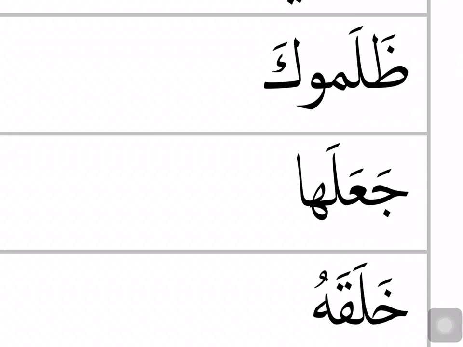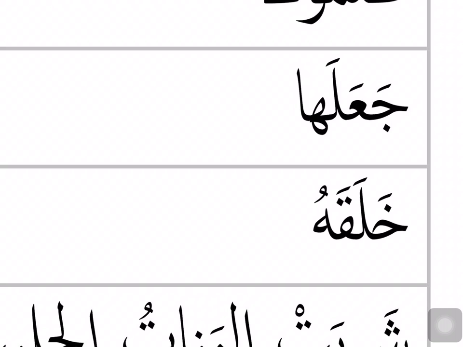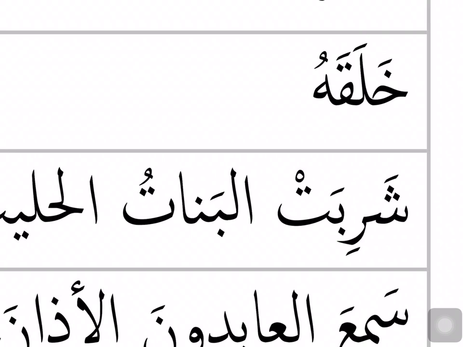Zalamuka, fi'l madi, fa'il is waw, maf'ul bihi ka. They oppressed you. Ja'alaha, fi'l madi, fa'il I don't see, damir mustatir taqdiruhu huwa. Ja'ala, this is the huwa form. Ha is the maf'ul bihi. Ja'alaha, he made it. He placed it. Khalaqahu, fi'l madi. What is the fa'il? The pronoun is hidden. Damir mustatir taqdiruhu huwa. What about this hu? This is the maf'ul bihi. Kaheen pronoun is always maf'ul bihi, never the doer. Khalaqahu, he created it.